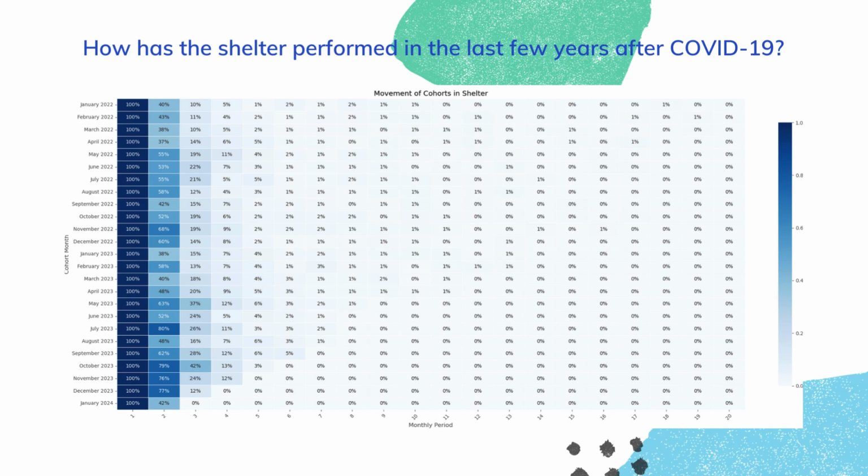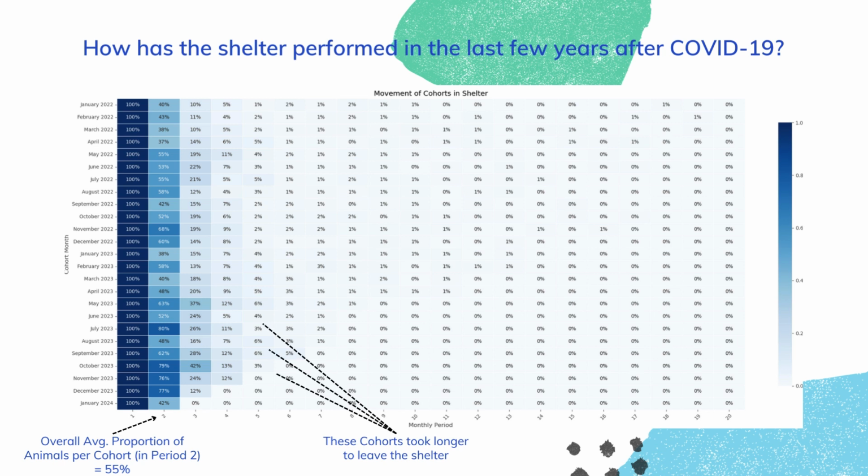Another perspective that we consider is how has the shelter performed in the last few years after COVID-19. Cohort analysis shows us the movement of particular cohorts of animals through the shelter on a monthly basis. You can see that within the second period, within the last 2 years, the overall average proportion of animals per cohort was approximately 55%. So there are periods where the cohort remained above 55%, and that's represented by the darker blue cells that you see here.